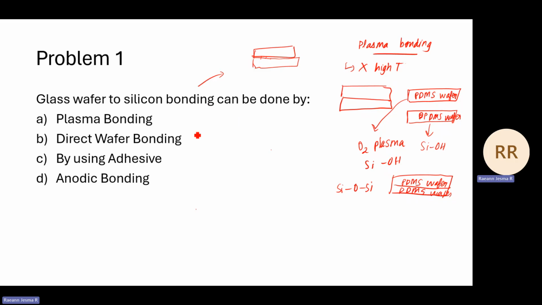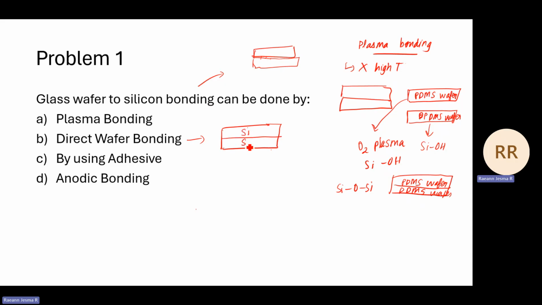Okay. In direct wafer bonding, what we'll do is we'll just bond the wafers without any intermediate layer between them. Like we will not use any adhesive or any metal to bond between them. So direct wafer bonding is just based on the chemical bonds between the two surfaces of the wafer. And most commonly, this direct wafer bonding is also called fusion bonding.